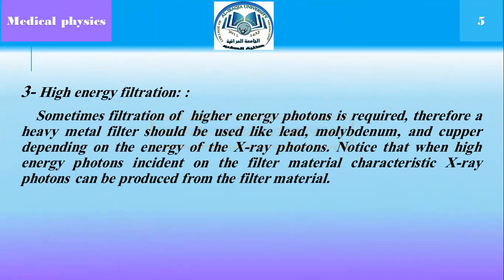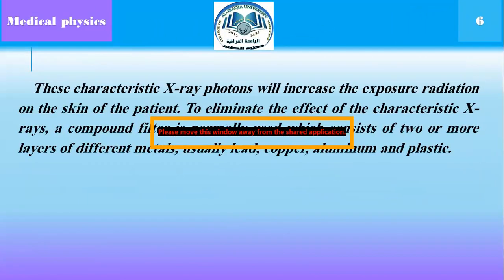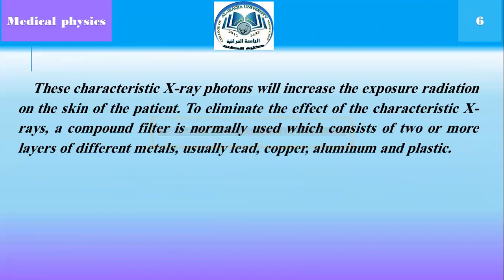Note that when high energy photons are incident on the filter material, characteristic X-ray photons can be produced from the filter material. The characteristic X-ray photons will increase the radiation exposure on the skin of the patient. To eliminate the effect of the characteristic X-ray, a compound filter is normally used, which consists of two or more layers of different metals, usually lead, copper, aluminium, and plastic.